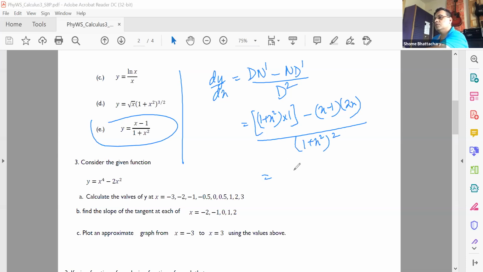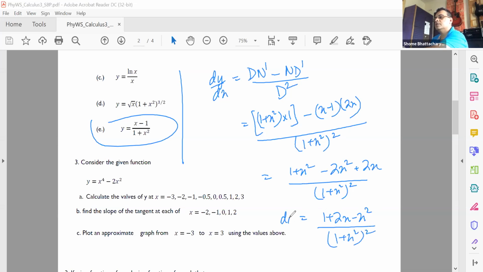So this becomes 1 plus x square minus 2x square plus 2x, divided by (1 plus x square) whole square. So it becomes (1 plus 2x minus x square) divided by (1 plus x square) whole square. This is your dy by dx. Now, for example, if you want to find the slope of the tangent at x equal to 0, just substitute x equal to 0 and you will get the answer. At x equal to 1, you substitute like that.